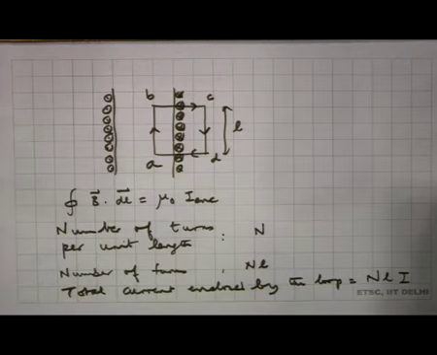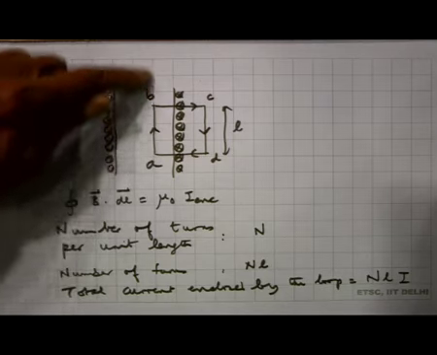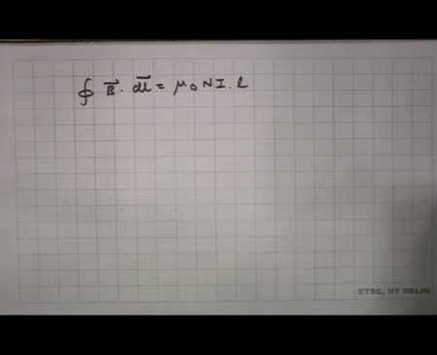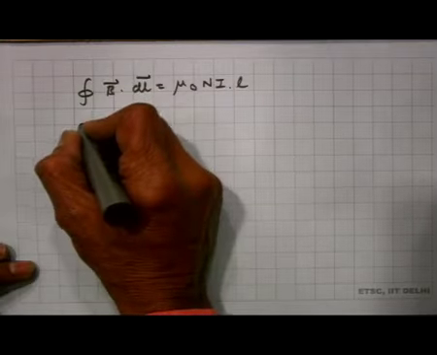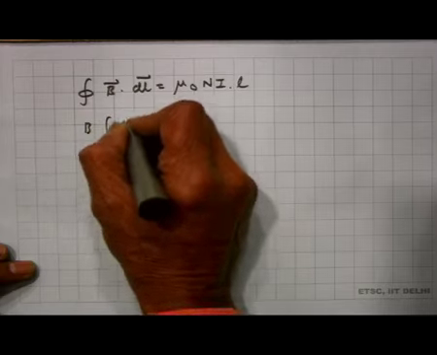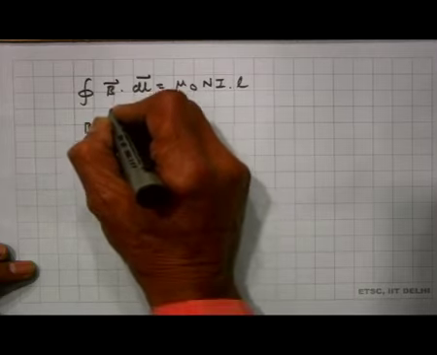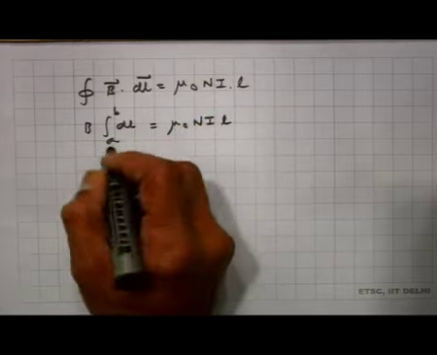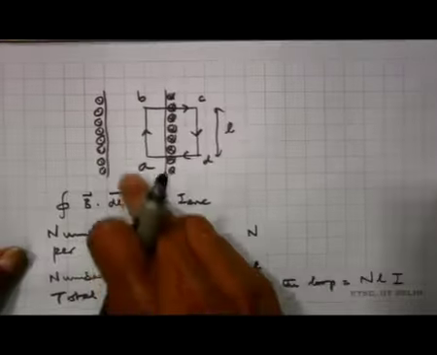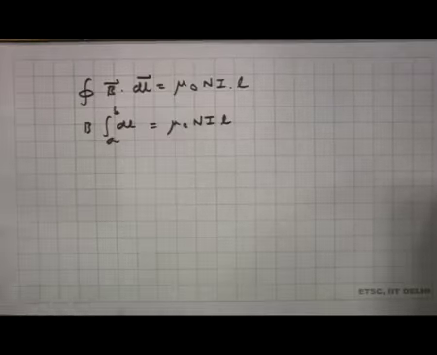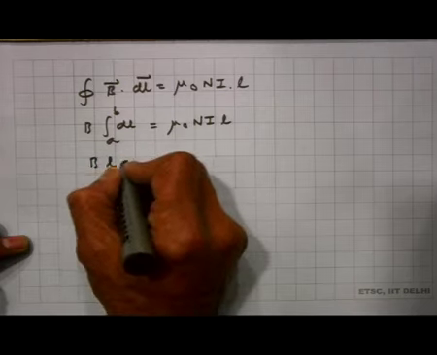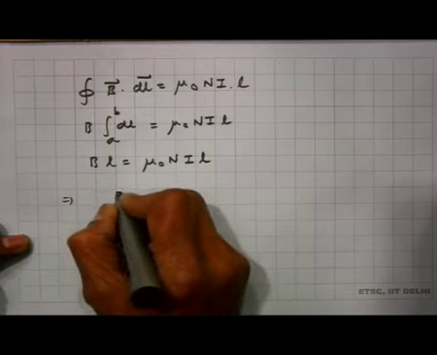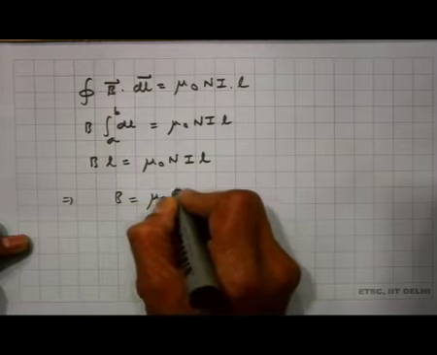The only integral that will survive is from A to B. And because the magnetic field is independent of the position along A to B, this integral will become B times the integral of dl from A to B, which is equal to mu naught n I into L. Now, the integral of dl from A to B is nothing but this length A to B, which is L. So, B times L is equal to mu naught n I into L. This implies B is equal to mu naught n I.